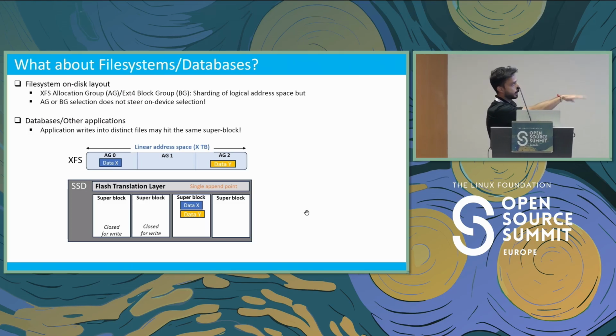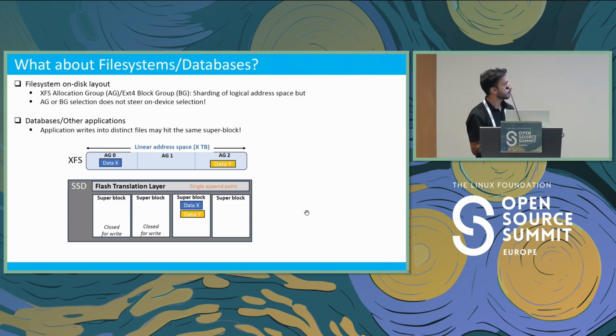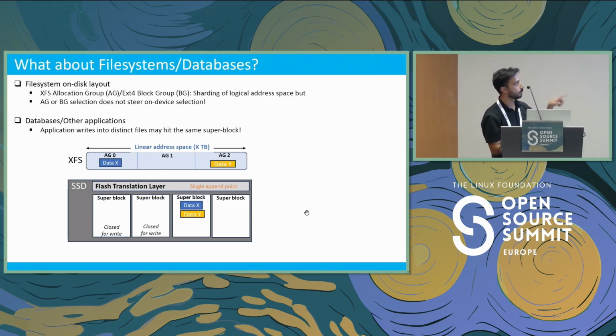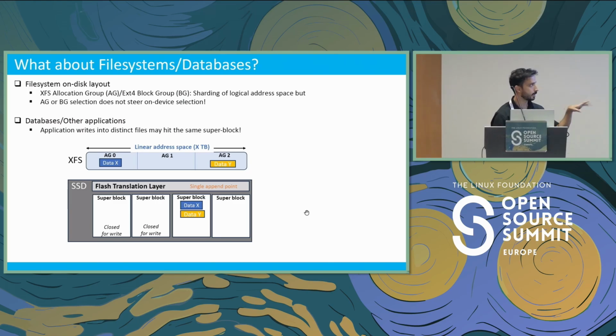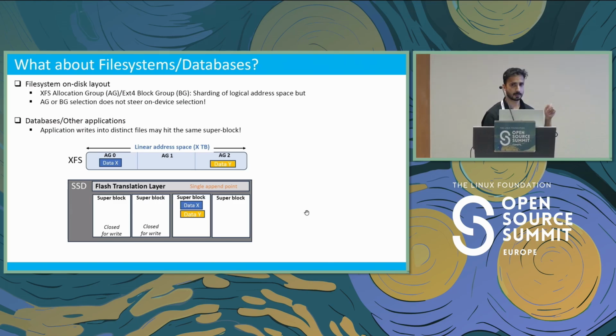But what might be happening internally within the SSD, where I have shown 4 superblocks here, is that both data X and data Y would end up going into the single superblock. Wherever the append point is, data X and data Y would be placed there.